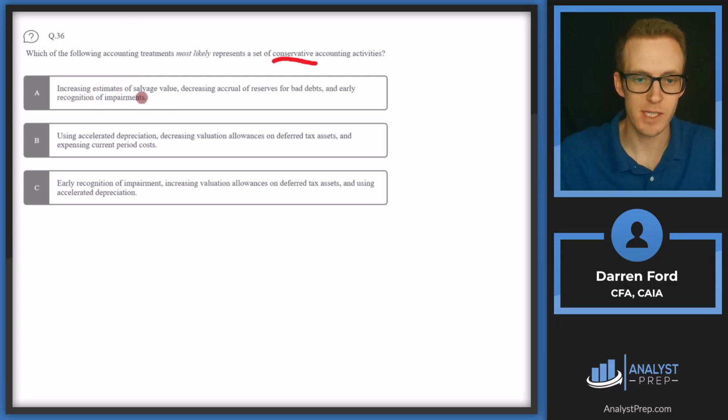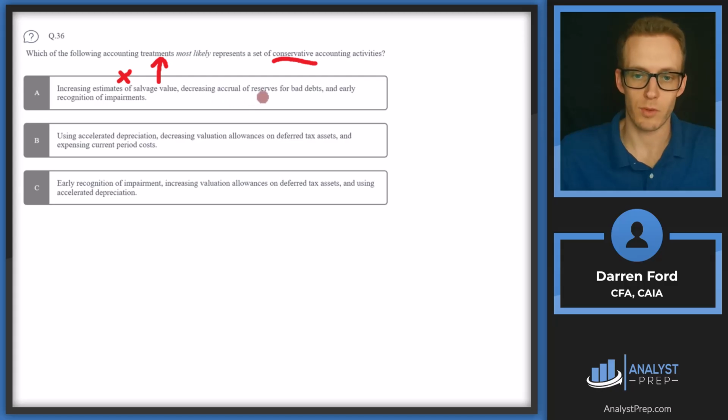So A, increasing estimates of salvage value. This is going to be not conservative because we're assuming that we're going to get more money for our equipment, which is more risky because if we don't get that much money for our salvage value, then that's going to be a hit to our financials.